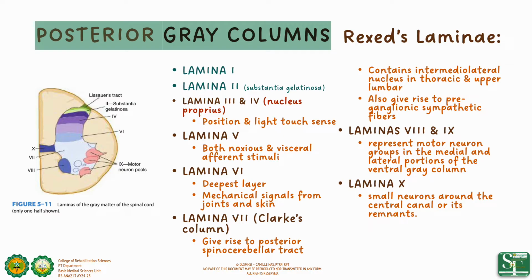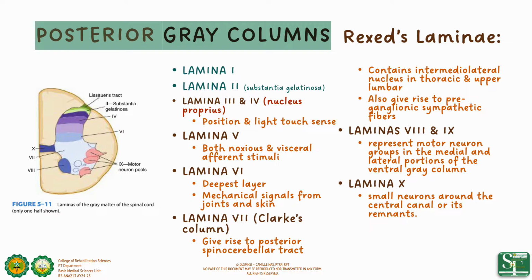Okay, lamina 6. This is the deepest layer, and this one is for mechanical signals from joints and skin. So somehow similar sila ni proprioception with proprius, nucleus proprius. But this one is specifically found in the joints and in the skin. Next is lamina 7 or your Clark's column.